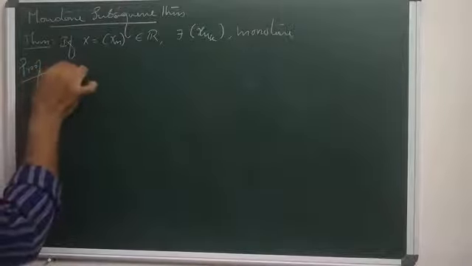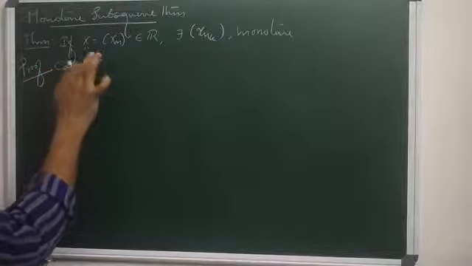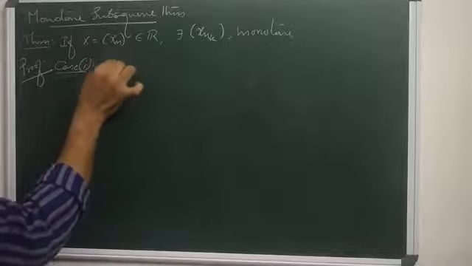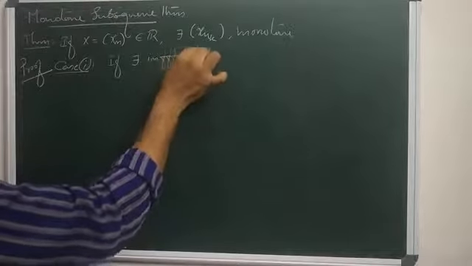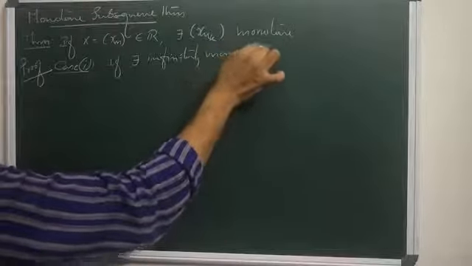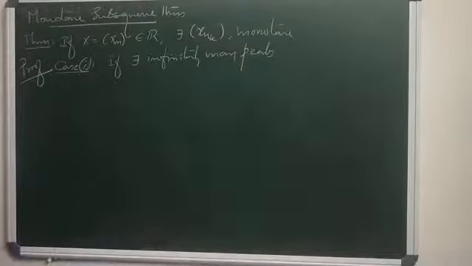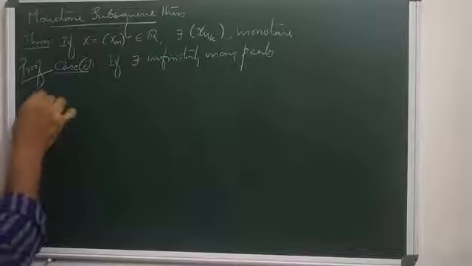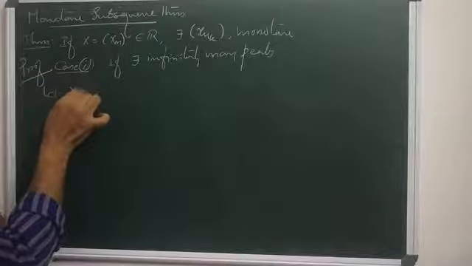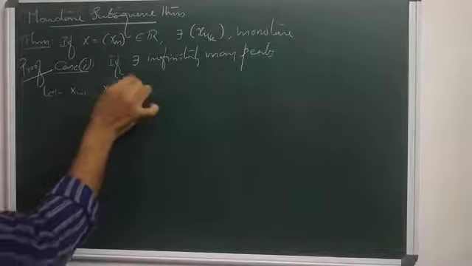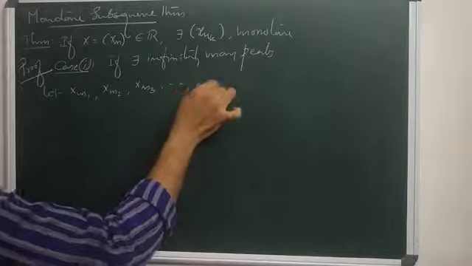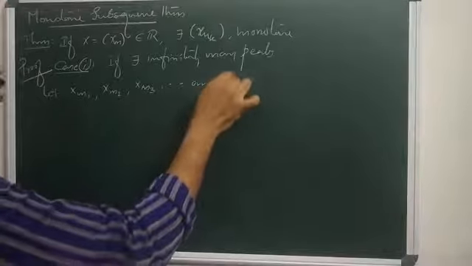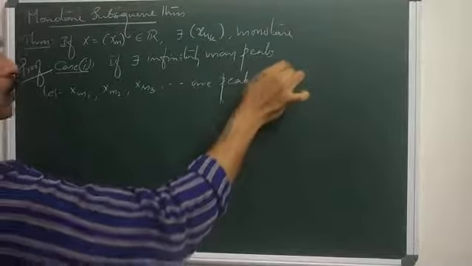So, case one: if there exist infinitely many peaks. Infinitely many peaks means, let xm1, xm2, xm3, and so on, be the infinitely many peaks of the sequence (xn).